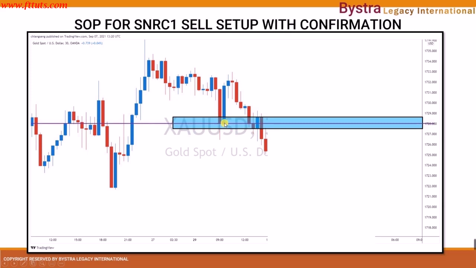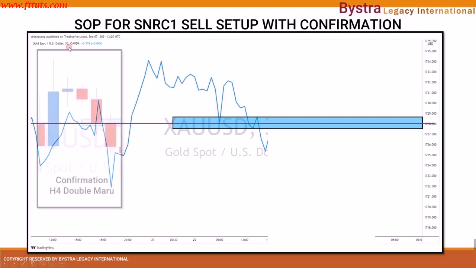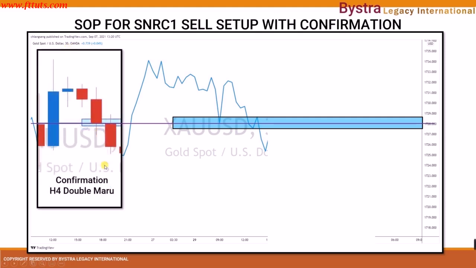So we mark the horizontal line here at the body candle. And then we move it to the line chart. When you move to the line chart, you can see that this is a strong capital letter V. Next thing, we need to find the confirmation at the higher time frame. Since this is an M30 time frame, we will look at the H1 or the H4 time frame. Normally for this case, this is a double Marubozu candle engulf.